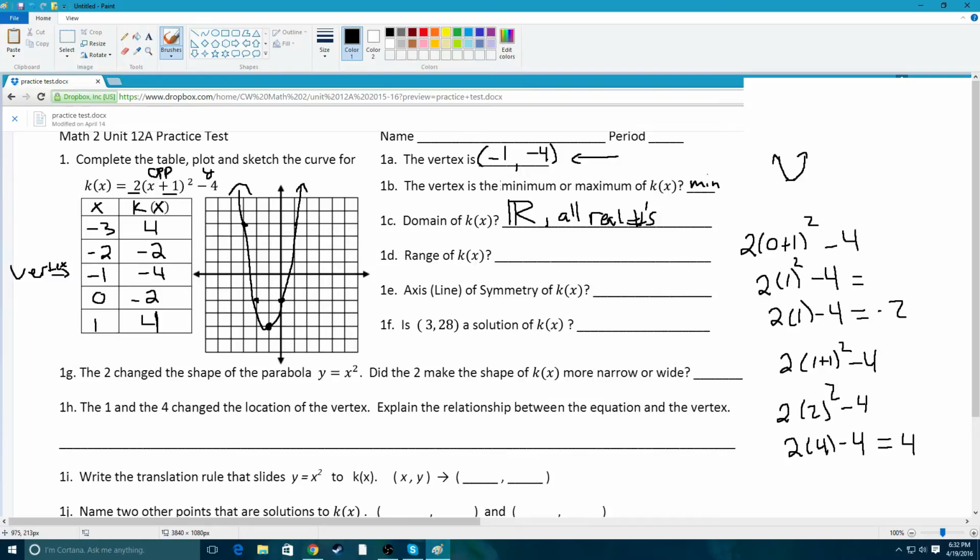So now that we're talking about range, notice that the range is everything that's above the minimum value. This is the minimum value, k of x equals -4. So since everything is above -4, our range is y is greater than or equal to -4.